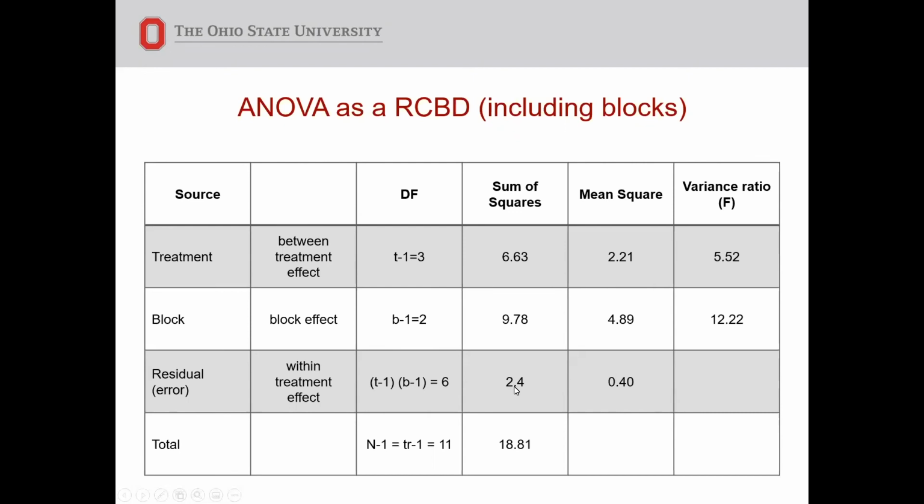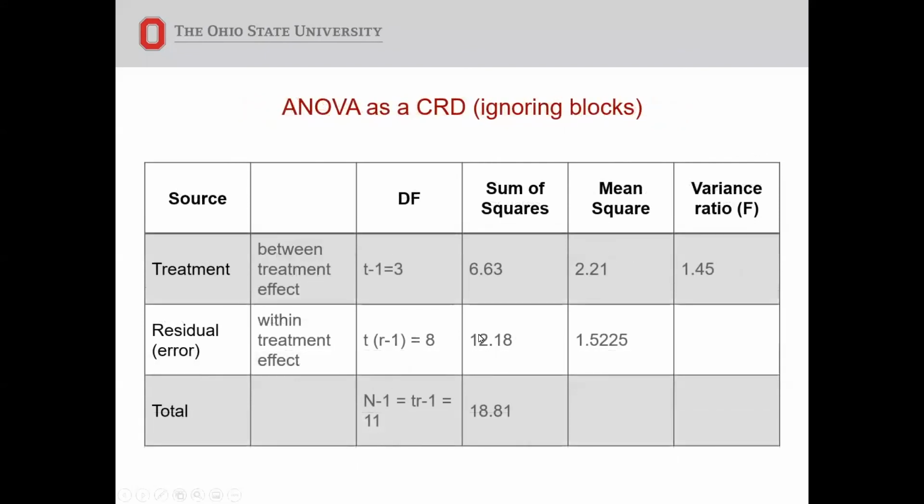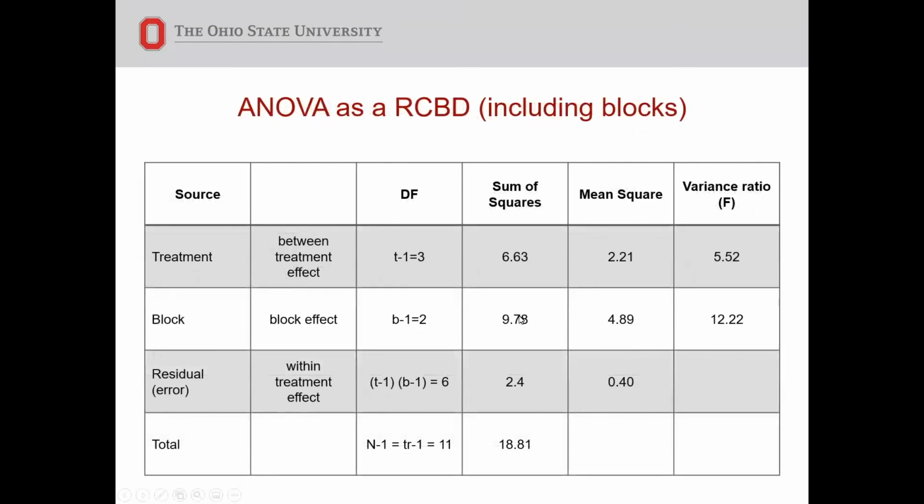Likewise, the sums of squares. You'll notice that if we add together the sum of squares for blocks and residual error, this is the value here, 12.18, that we had when we ignored the effect due to blocks. Total sum of squares is the same, the treatment sum of squares is the same. The important thing, which is the essential part of this design, is that the sum of squares has been partitioned into a component due to blocks and a component due to true experimental error.